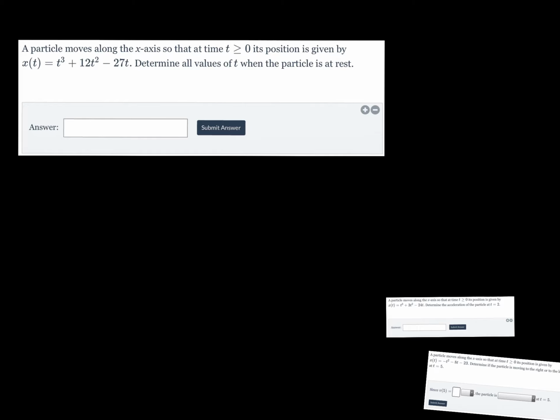Remember what we're looking for. If it says we want to know what t values the particle is at rest, the x value is the position function, which means when the derivative of the position function equals 0, that is when our particle is at rest. That's when the velocity function is 0. So let's see what we get. Let's start by taking the derivative. That's going to be 3t squared, plus minus 27. If we want to know when it's at rest, we want to know when the derivative equals 0. And remember, the derivative equaling 0 is your velocity value equaling 0.